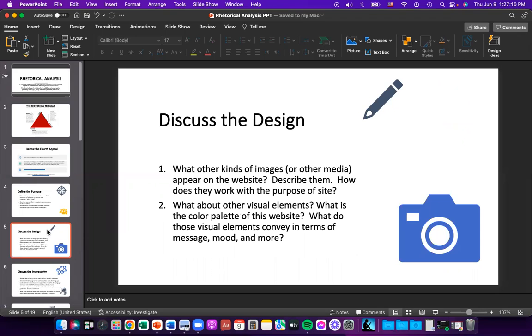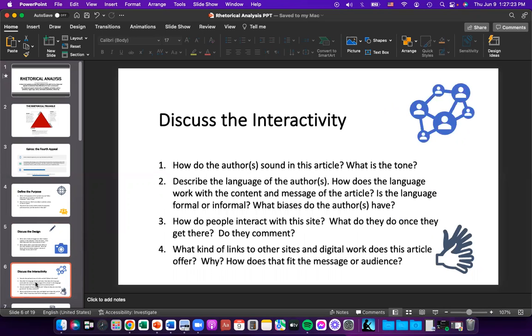What kind of images are being used? What about the color palette? Is there a certain mood to the website that you're looking at? And how do all of those things come together again for their purpose?